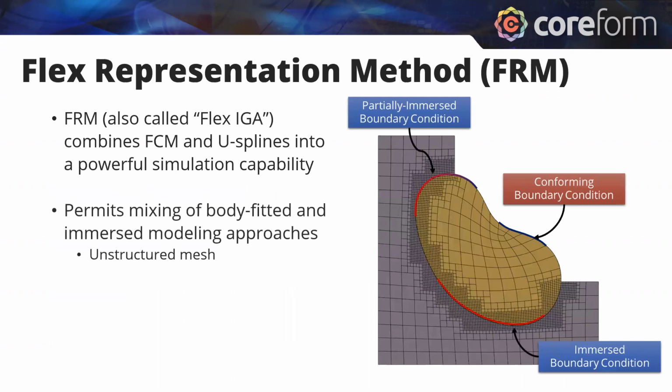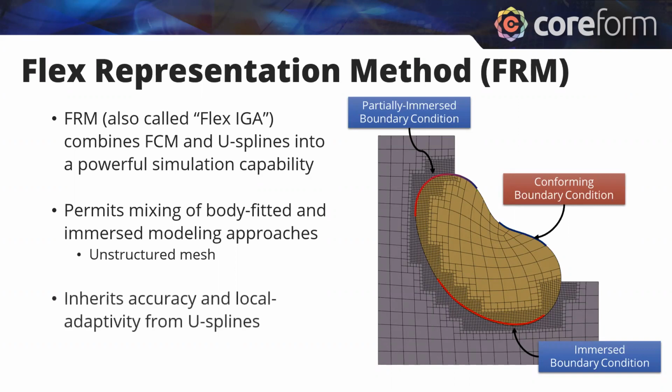And what that means is that because we can have unstructured meshes, we can now conform, if we wish, parts of our envelope domain to the body, maybe in a critical region where we want to converge really rapidly to a solution. If it's like a mission critical feature. And then we inherit all that accuracy and local adaptivity, P refinement, hierarchical refinement that we got from U-splines.